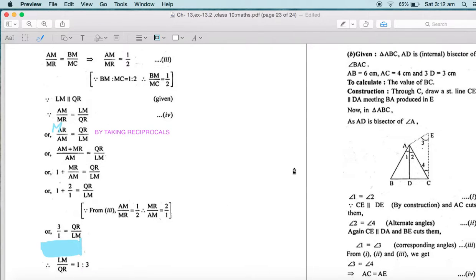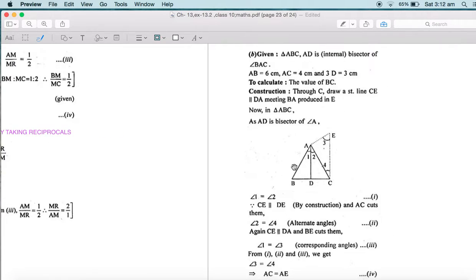Let's see the B part of it now. Given that in triangle ABC, AD is the internal bisector of angle BAC. Internal bisector means what again, students? You need to understand. It means angle 1 equals angle 2.